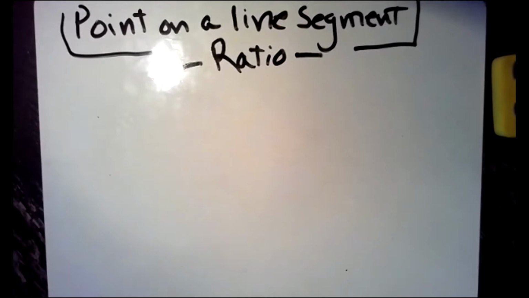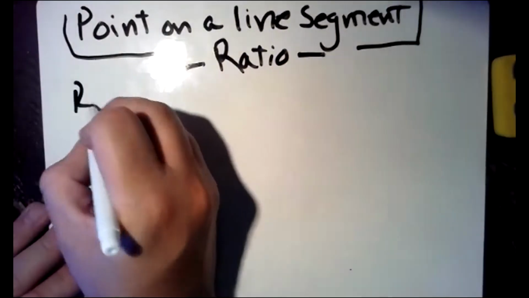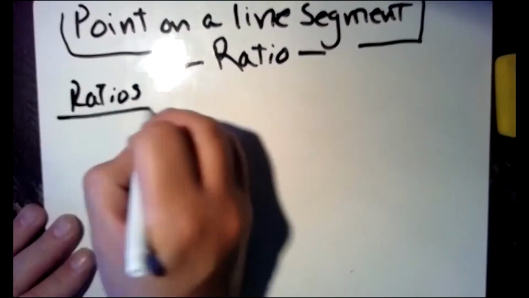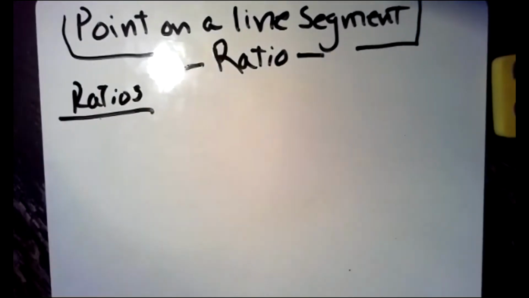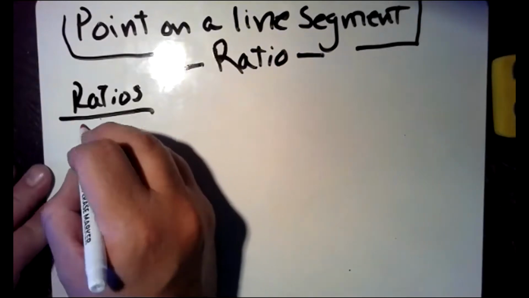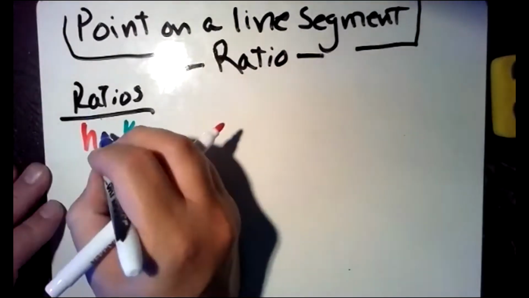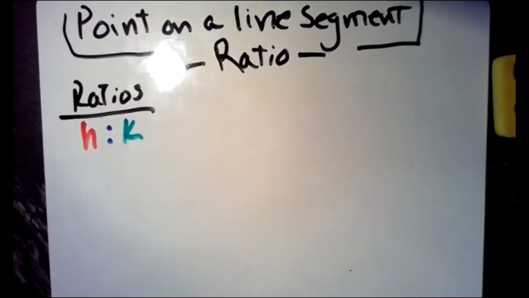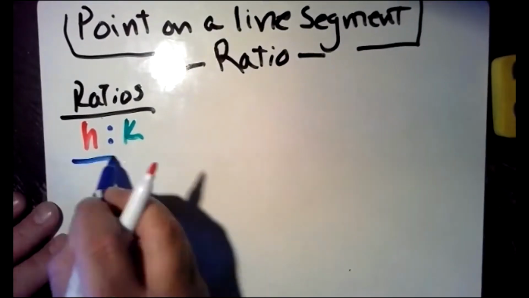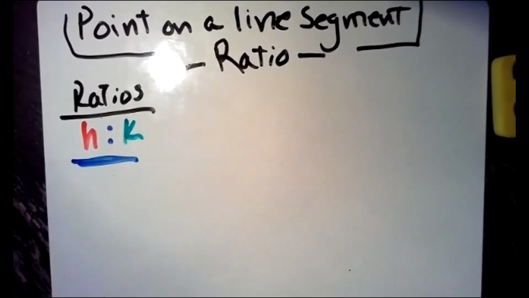So right off the bat, when you think about ratios, they usually write them out like this. This is where I'm going to pull out all the different colored markers now. When it comes to ratios, they call it H, and H is the first part of the ratio, K is the second part. They're not the same H, K values that we've been dealing with in the other sections.